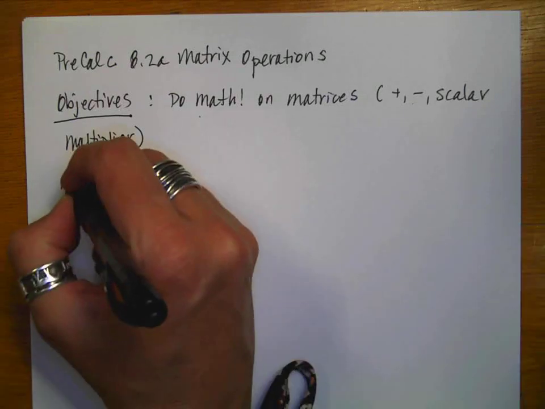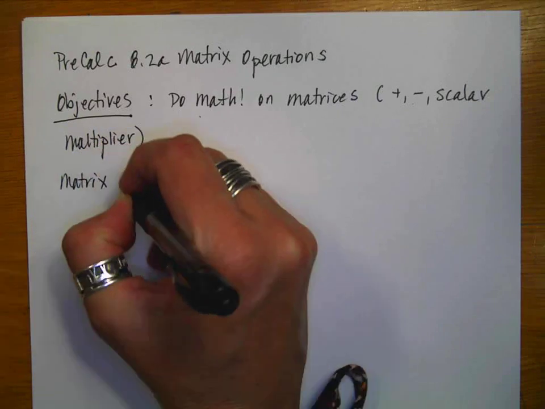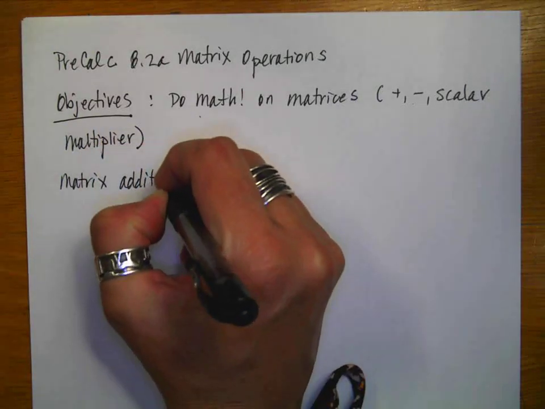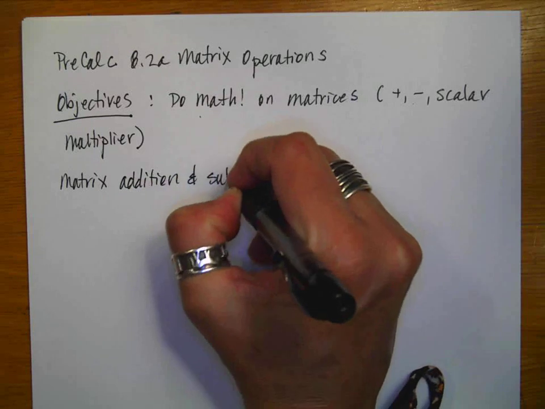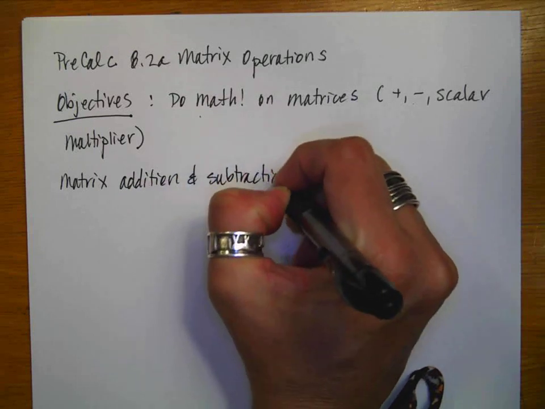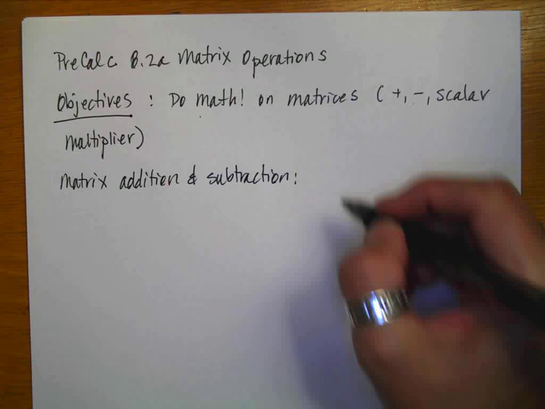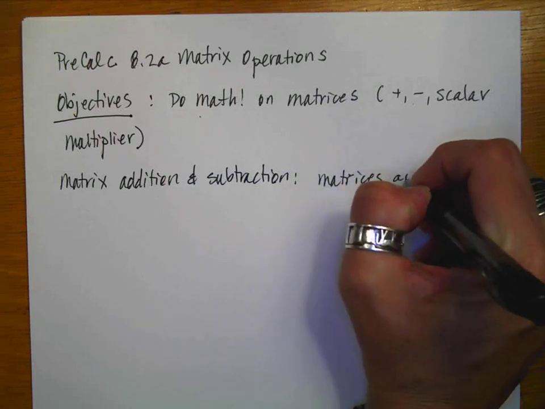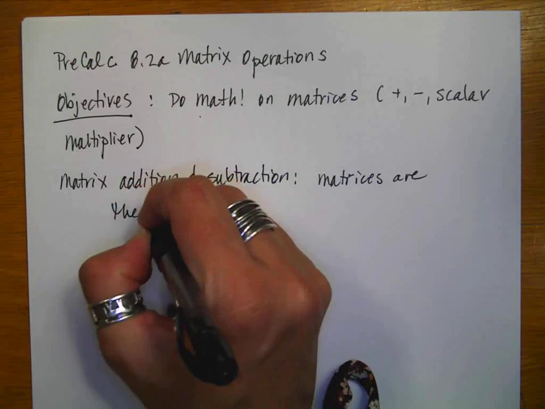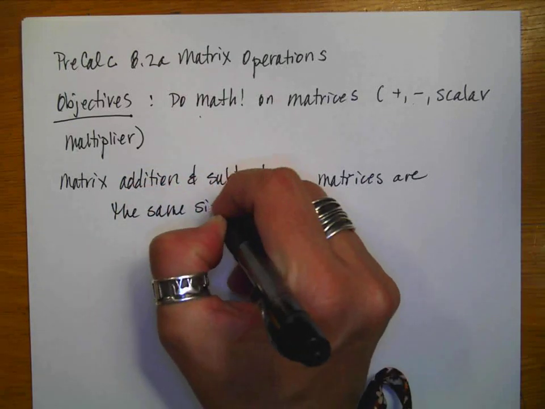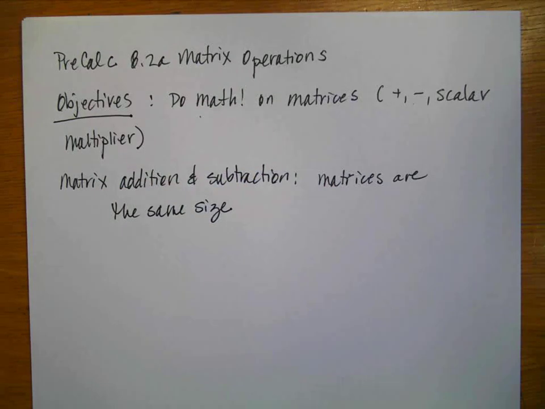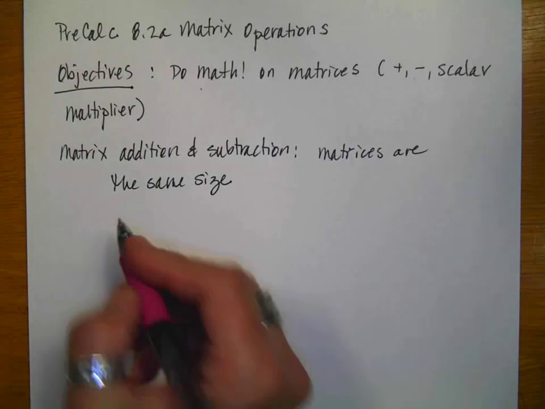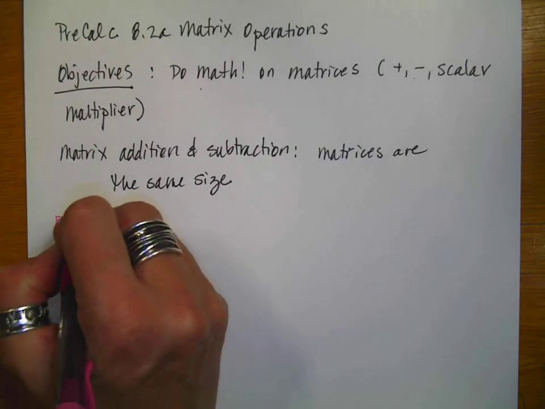So for matrix addition and subtraction, the thing that is the most important is that the matrices are the same size. So the dimensions of the different matrices that you are going to add and subtract together have to be the same size. So let's just start out with an example.